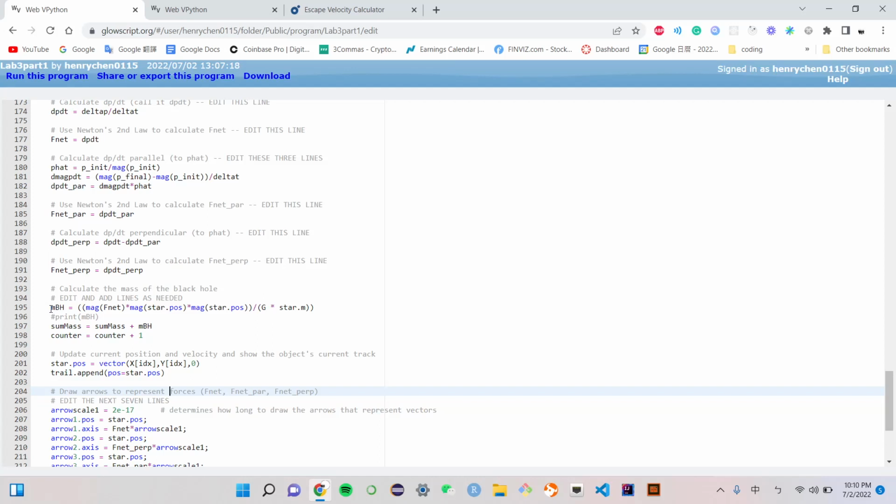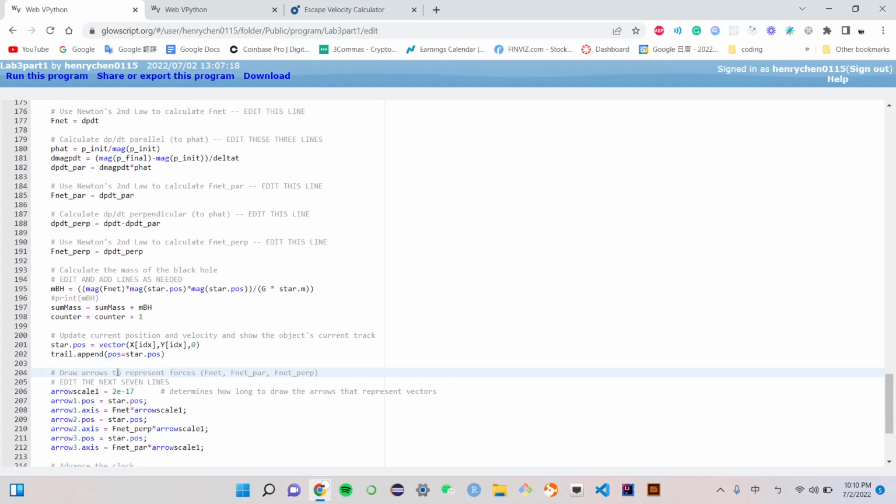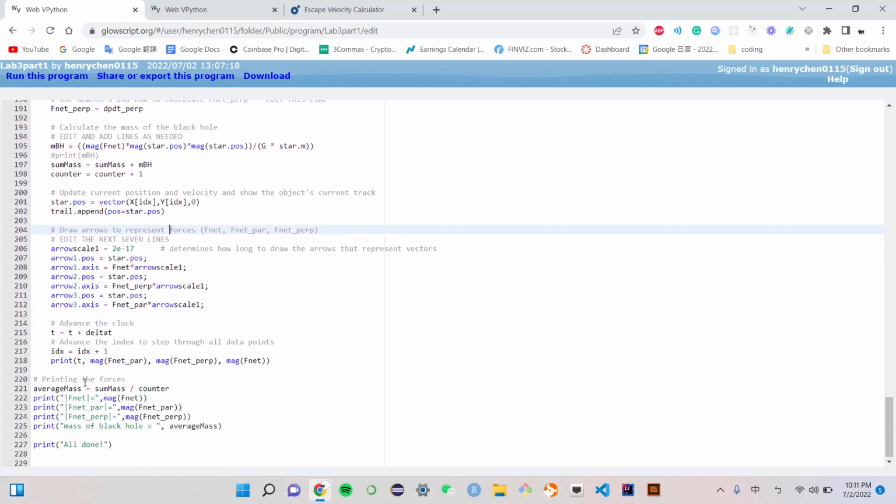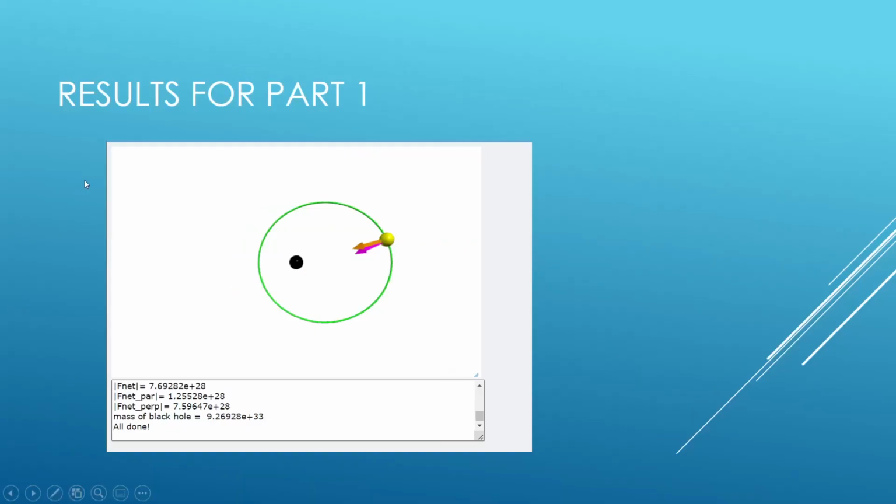Next, we find the mass of the black hole by simply isolating the mass variable of one of the entities on the left side of the equation, as you can see here. So this is just another rearranged version of the gravitational formula. Since for each iteration we find a different prediction for the mass of the black hole, I added the predicted mass of each iteration to this variable, and in the end we divide it by the number of times the loop has run, so we get an average estimate of the mass of the black hole. So these are the results we got for part one.